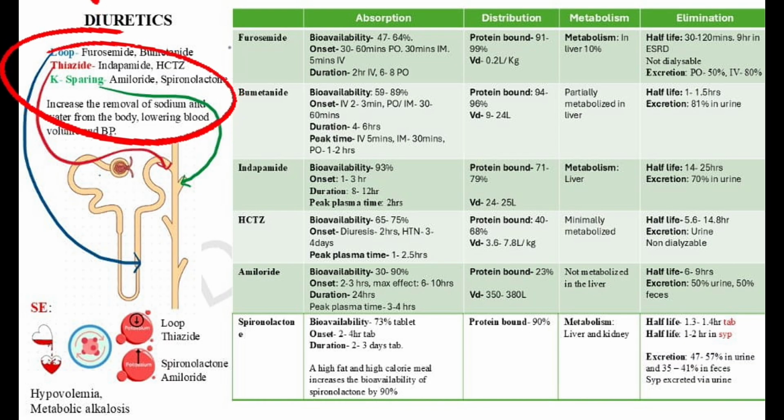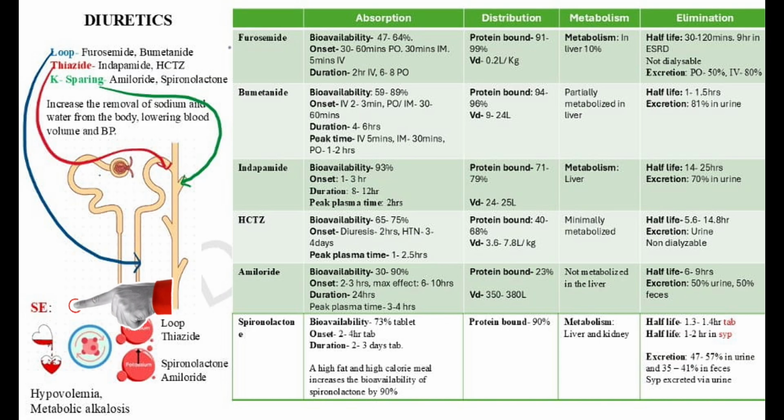They work by increasing the excretion of sodium and water through the kidneys, which reduces blood volume and lowers blood pressure. There are 3 main types: loop diuretics, such as furosemide and bumetanide; thiazide diuretics, such as indapamide and hydrochlorothiazide; potassium-sparing diuretics, such as amiloride and spironolactone. Common side effects include hypovolemia and metabolic alkalosis.